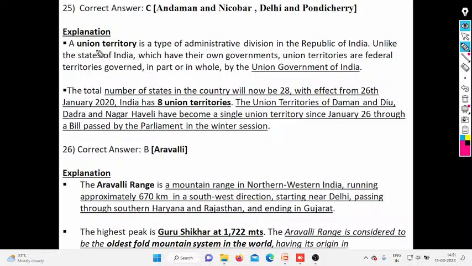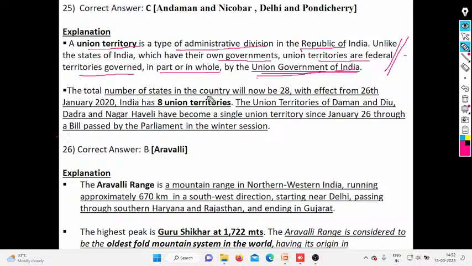Andaman Nicobar, Delhi, Pondicherry. A Union Territory is a type of administrative division in the Republic of India. This is your explanation. Unlike the states of India, which have their own governments, Union Territories are federal territories governed, in part or whole, by the Union Government of India.